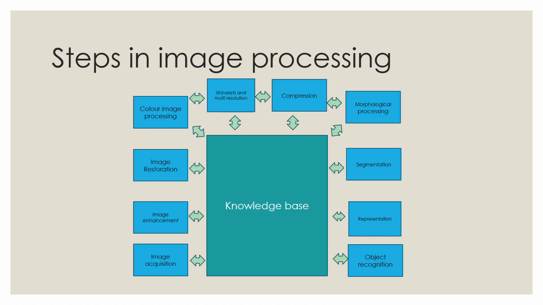So next we will see the steps in image processing. We have a central system known as the knowledge base. This knowledge base is a combination of either a machine learning model, or a database, or any mathematical methods. Based on this only, the following methods can be processed on this data.